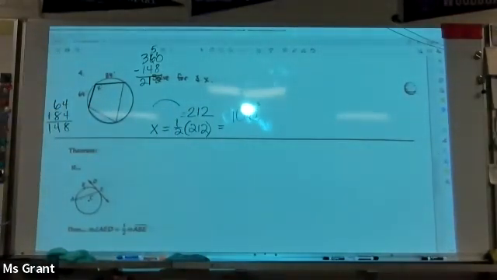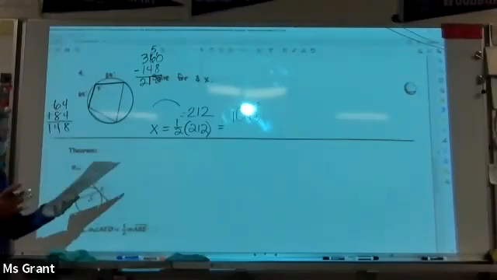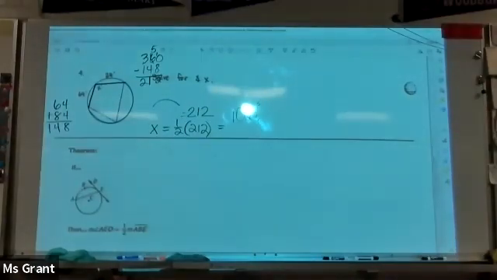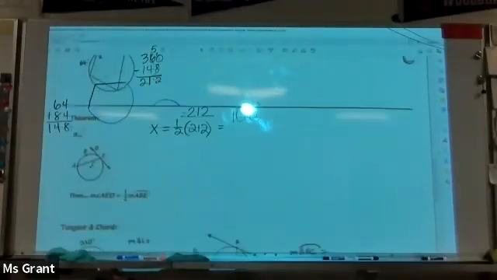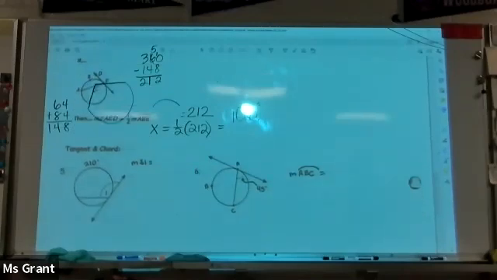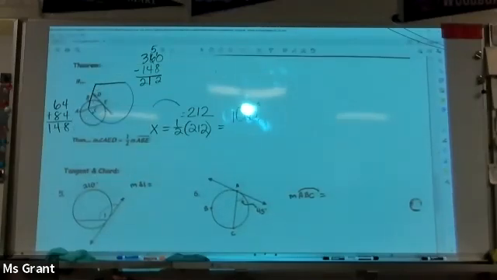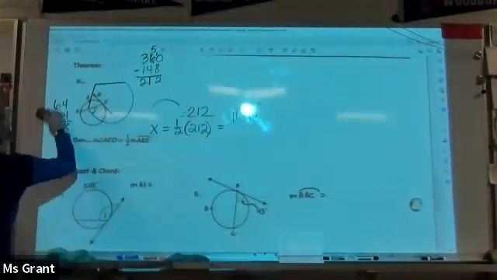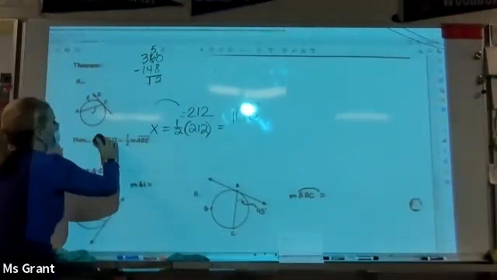Okay, so all of this, 1, 2, 3, 4, falls under the theorem where the inscribed angle is half of the arc, right? So now I'm going to do a new theorem and we'll finish off. Yeah, 5 and 6. Okay.